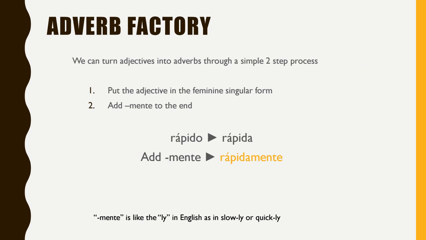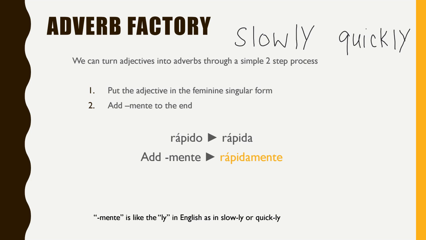The next thing that I want to do is teach you how to turn adjectives into adverbs. So it's really easy to do in English and in Spanish. In English, there's actually only one step to turning adjectives into adverbs. So we can take an adjective like slow and we can change it into an adverb by just adding ly onto the end. So it becomes slowly, or you take the adjective quick, you can change it into an adverb by adding ly onto the end.